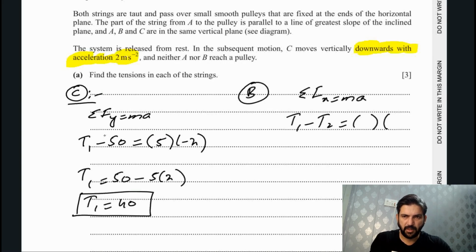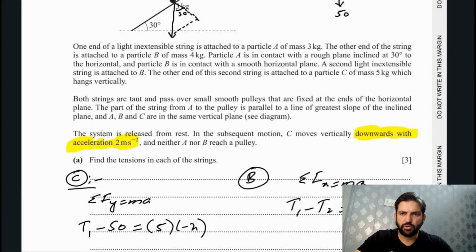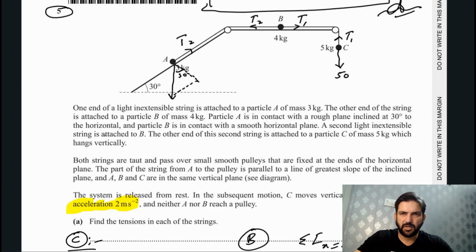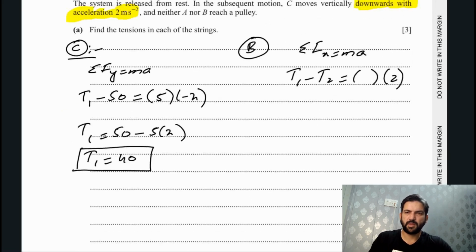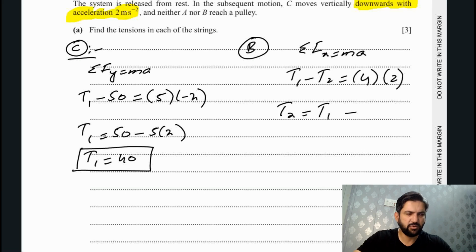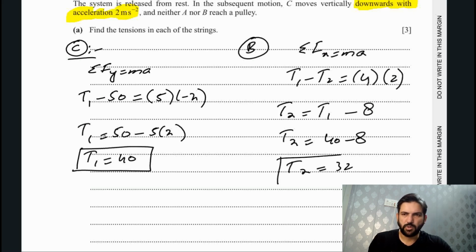So we know that acceleration is 2. Here this will be positive 2 because it is going towards the right side. And mass is 4 for particle B. So this will be 4 here. Now T2 will be equal to what? T2 will be equal to T1 minus 8, which means T2 is equal to 40 minus 8, which means this will be equal to 32. I hope that the concept is clear.